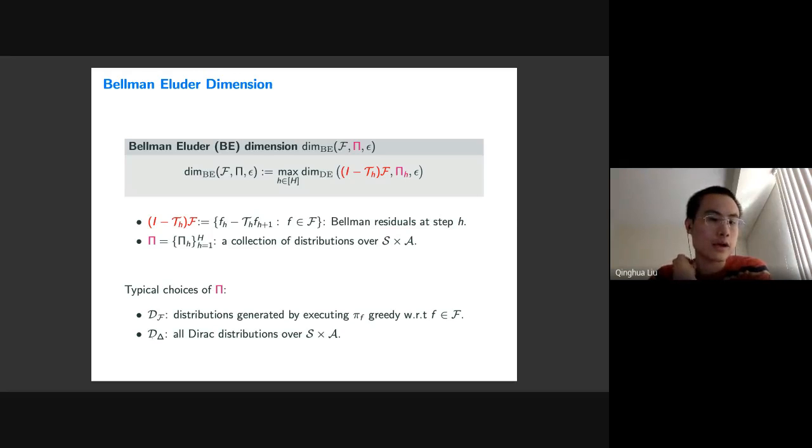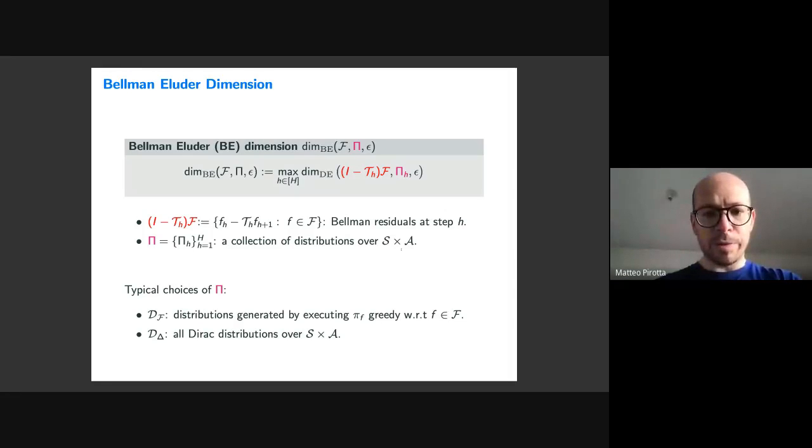And the second one is d delta. It includes all the point mass distributions over S and A. So it basically includes all the points. And as Chaba suggested, when we use this d delta, we kind of go back to the original Eluder dimension. Any question?